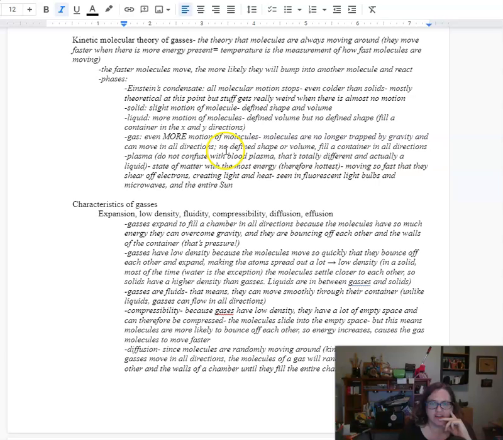What do I want you to worry about? Know that gases have no defined shape or volume. They fill a container in all directions, okay? So if you think about a balloon, it has certain structural integrity, so that when you blow a gas into it, it's going to fill the shape of the balloon.